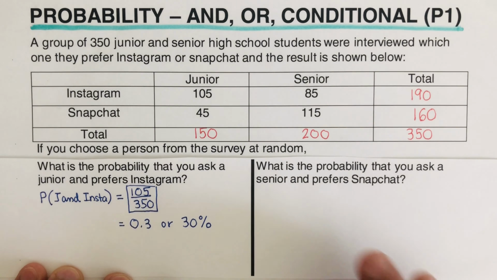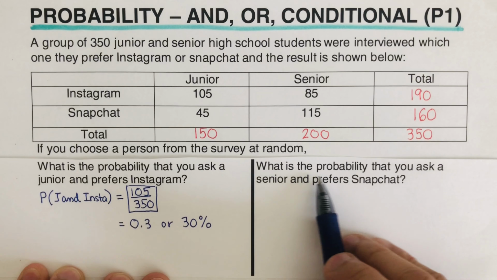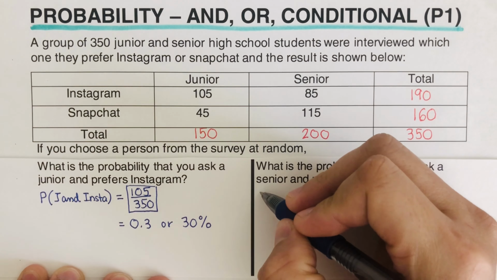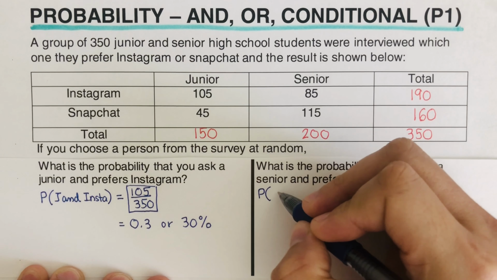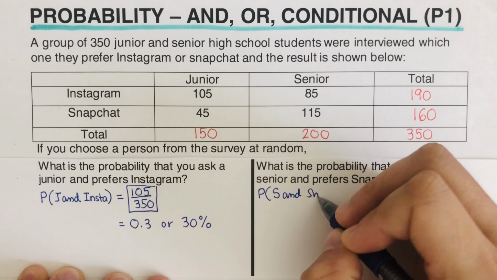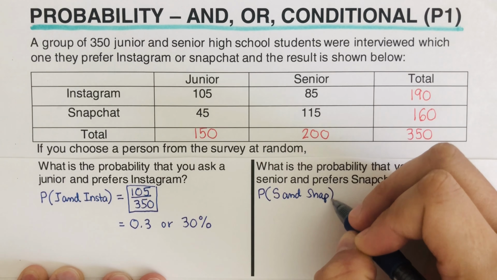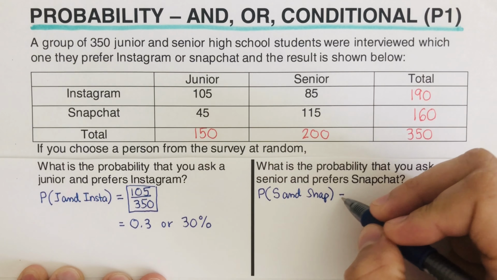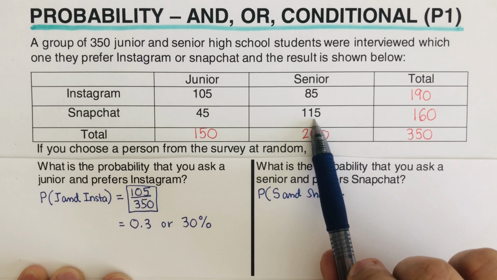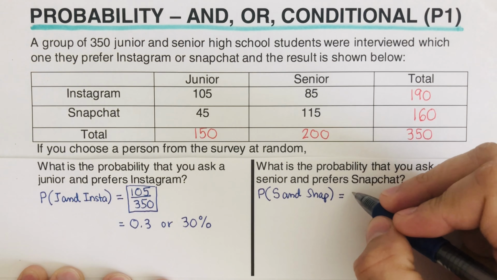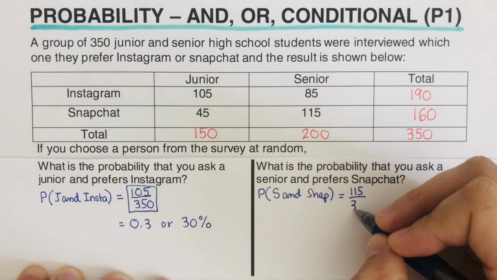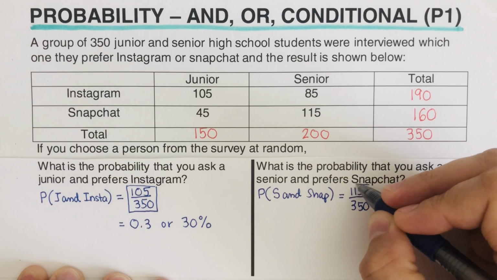Okay, so we go over the problem here. What is the probability that you ask a senior and prefers Snapchat? We're going to write the probability that you ask a senior and prefers Snap. I'm just going to write Snap so it doesn't get mixed up with the S. This would be the intersection between senior and Snapchat, which is 115. So I'm going to write 115 over the grand total, 350. This is the answer.